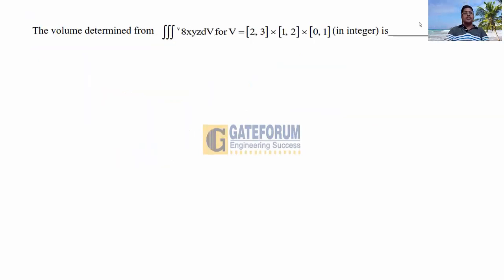The question is: the volume determined from the triple integral over D of 8xyz dV, for V equal to the closed interval 2 comma 3 times the closed interval 1 comma 2 times the closed interval 0 comma 1, is. This question is from engineering mathematics, from the topic calculus, multiple integrals. The solution is a 2021 question.